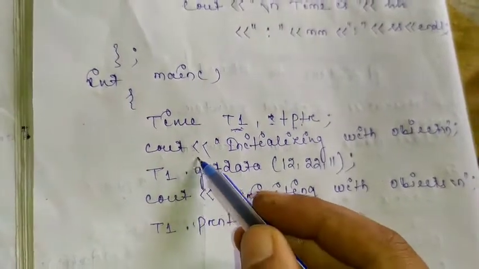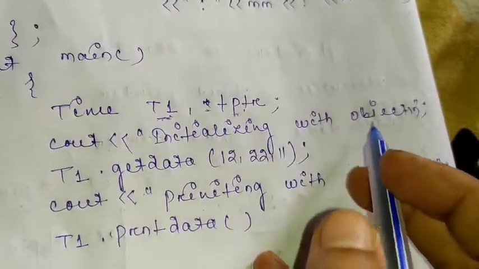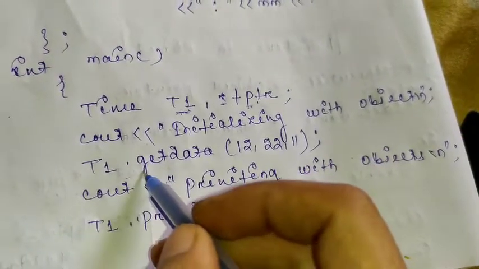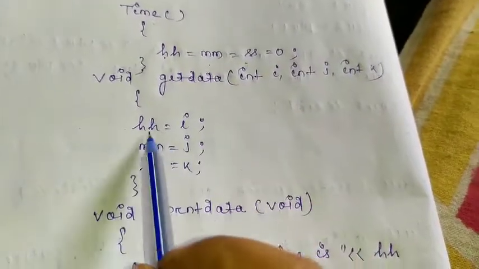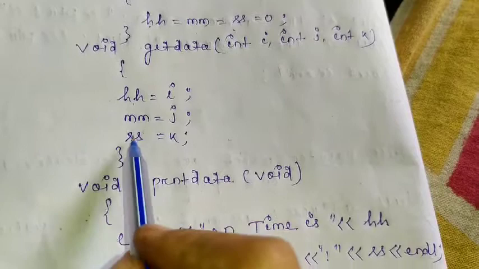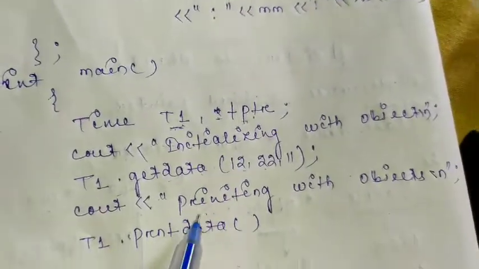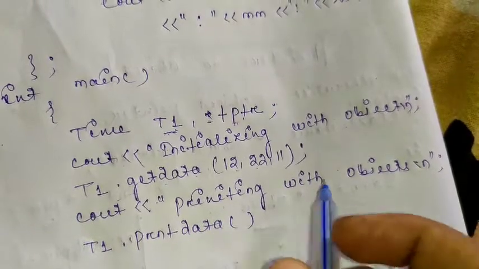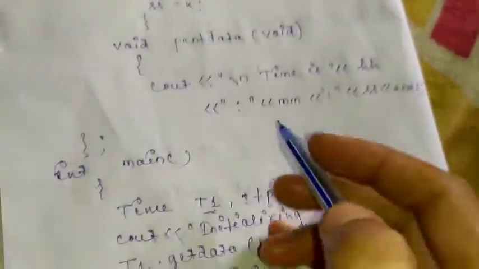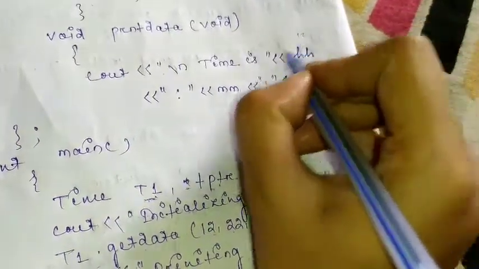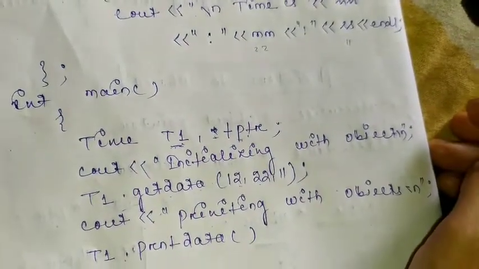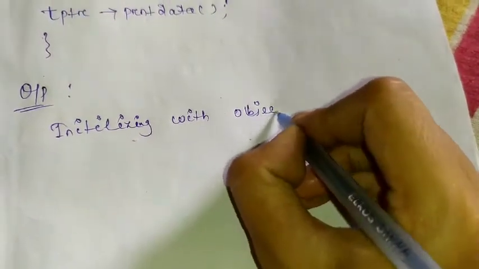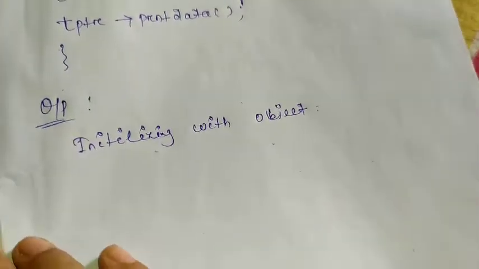So see the output: initialize with object. We are initializing with object, at t1, get data, 12, 22, 11. That means the hour will be 12, the minute 22, and the second 11. Then printing with object, it will print 12, 22, 11. This is the output: initializing with object.